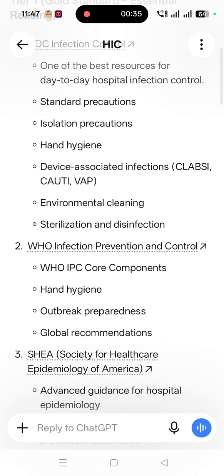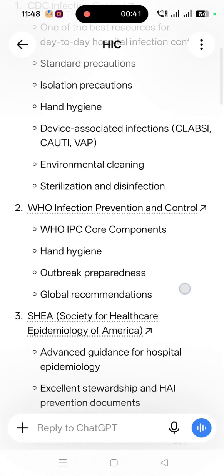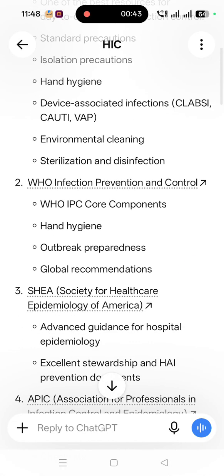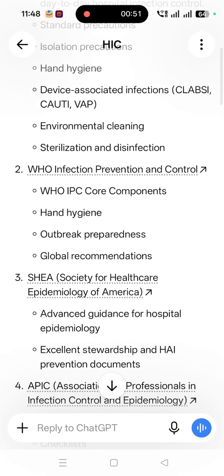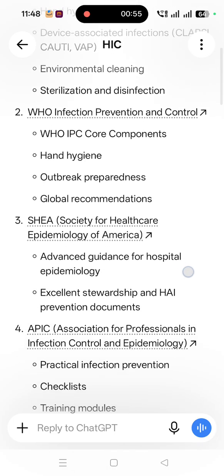Standard precautions you can study there, isolation precautions, hand hygiene, device associated infections like CLABSI, CAUTI, VAP, all this can be read from CDC. Environmental cleaning, sterilization, and disinfection, everything is given there.